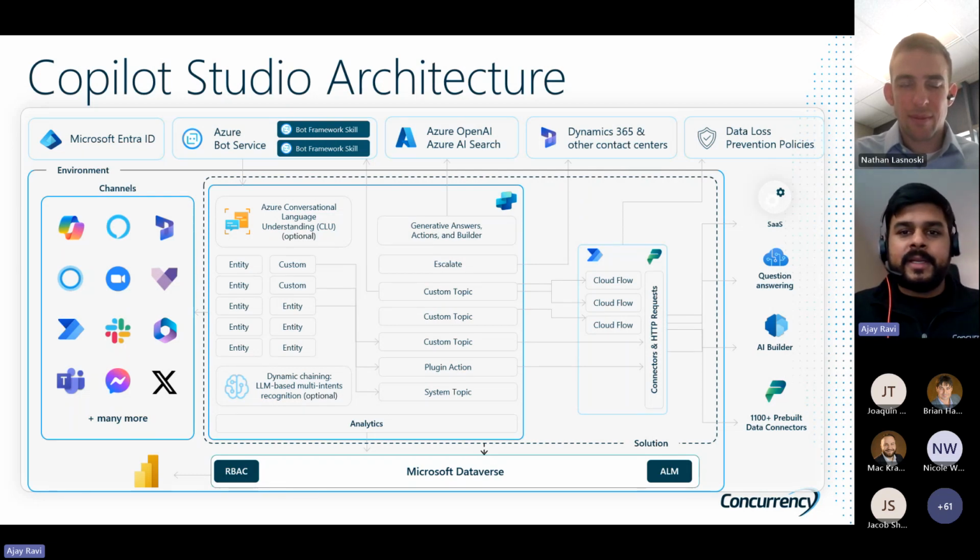In addition to that, you do have the ability to add additional policies. For example, there are data loss prevention policies that you can set up at the tenant level and the environment level. That way you can restrict or allow certain authentication, certain connectors, and all those things. Copilot Studio is built on top of Dataverse and Microsoft Power Platform.